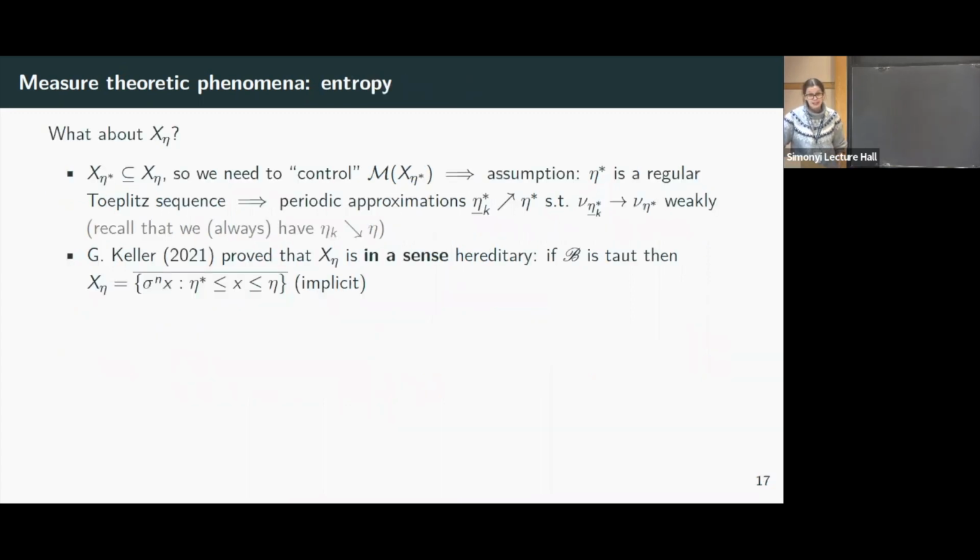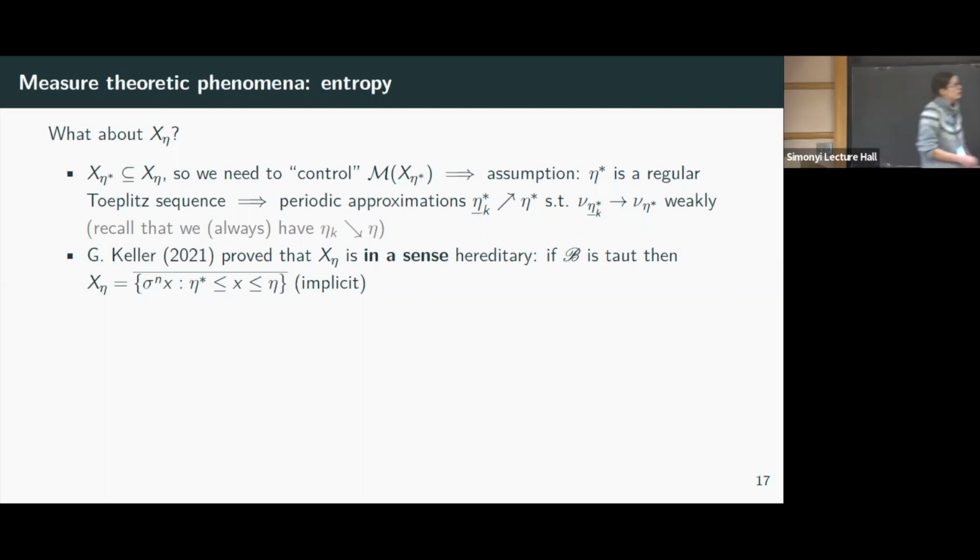Okay, so what about X eta? X eta has X eta star as its unique minimal subset. So in order to control invariant measures on X eta, we need to control invariant measures on X eta star. That's quite clear. So let us make a natural assumption that eta star is a regular Kaplan sequence. For now, we cannot do much without this extra assumption, but it's a natural one and it covers quite a wide class of systems.